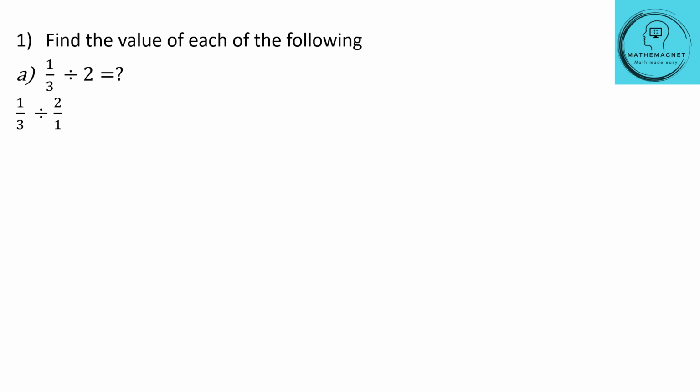The question is 1 by 3 divided by 2, which we can write as 1 by 3 divided by 2 by 1. When you flip and change the symbol into multiplication, it becomes 1 by 3 into 1 by 2. This you do as a normal multiplication of fractions, numerator into numerator, denominator into denominator. So 1 into 1 by 3 into 2, which is 6. The final answer is 1 by 6.